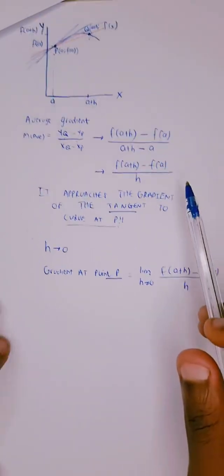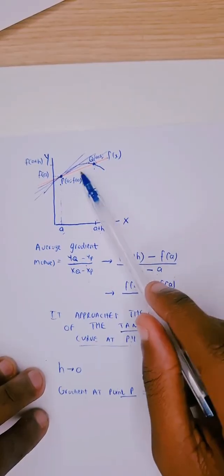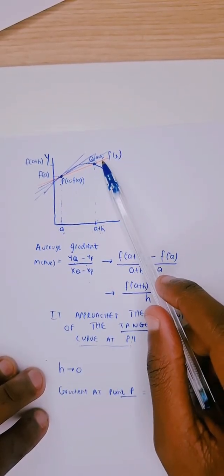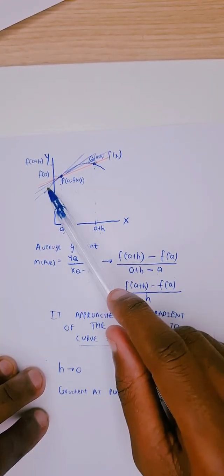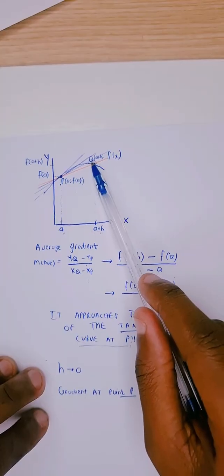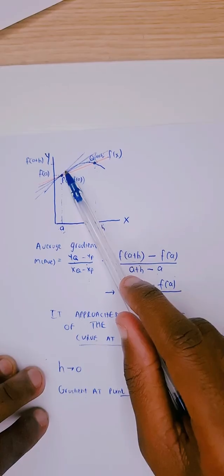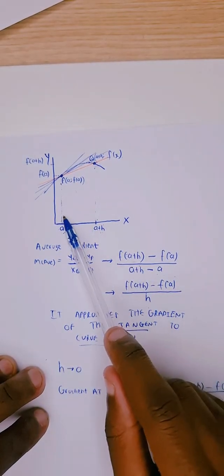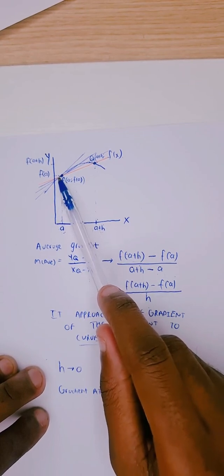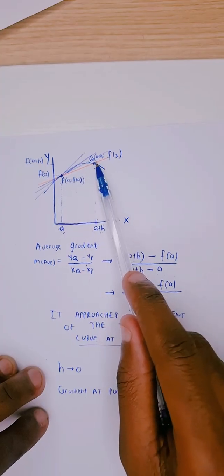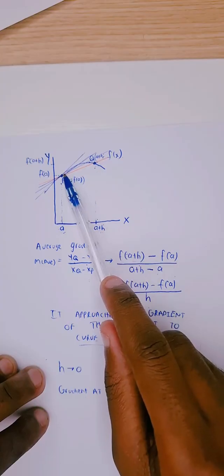Yeah, P and Q, very important this thing. P and Q are apart, and we have the average gradient for the secant line. When Q moves towards P, h tends towards 0. At P, h is equal to 0. But as Q moves towards P, it tends towards 0.